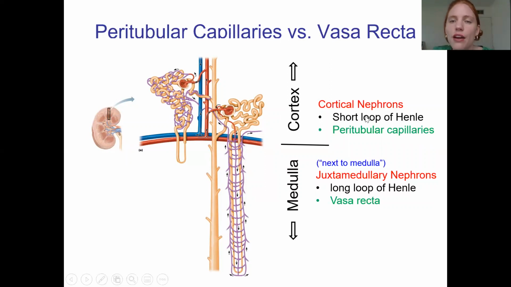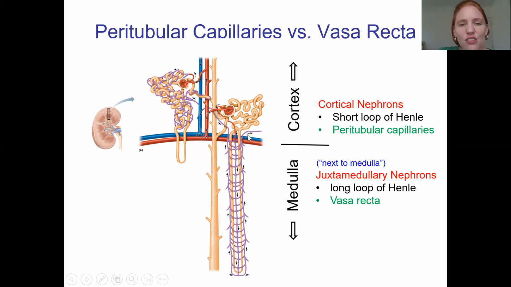For the cortical nephrons, they're going to be surrounded by the peritubular capillaries. So there's your peritubular capillaries, which predominantly surround the proximal and the distal convoluted tubules. And so they're mostly found on the cortical nephrons in the cortex. Then we have the juxtamedullary nephrons. Now, if you know the word, juxta just means next to. For example, you've probably heard the term juxtapose, which just means you put things next to each other. So juxtamedullary just means that the nephron is next to the medulla.